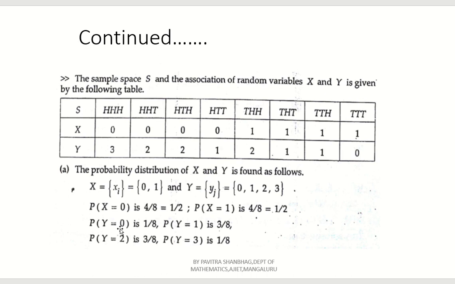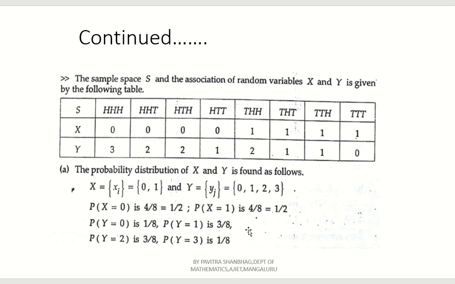Now what about y? Similarly, what is the probability of getting y = 0? How many times? 1 time out of 8, so 1 by 8. Similarly, the probability of getting y = 1: 1, 2, 3 times, so 3 by 8. The probability of getting 2 from the table: 1, 2, 3, so 3 by 8 again. The probability of getting 3: only 1 time, so 1 by 8. So these are the probabilities of getting 0, 1, 2, 3 for y.